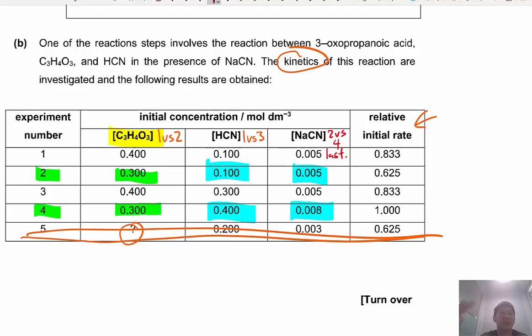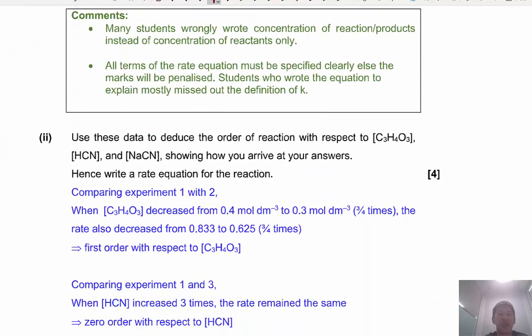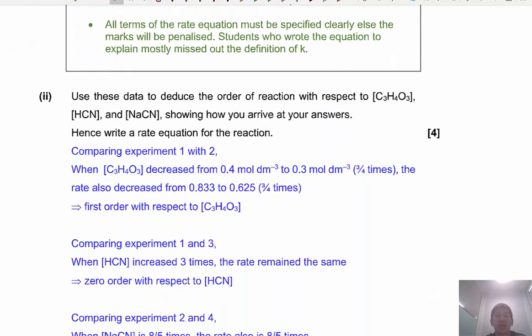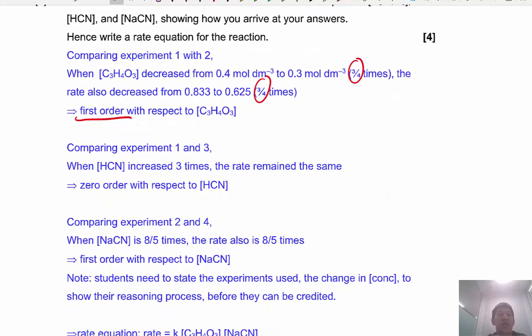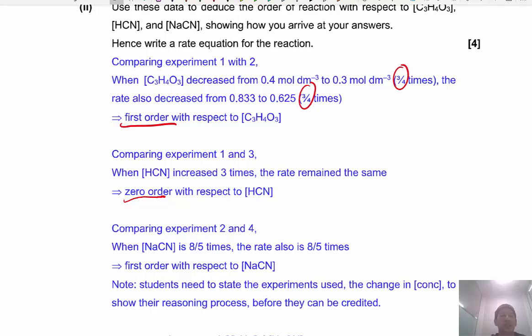Okay, so let's do it. C3H4O3, 1 versus 2. Then realize 3 over 4 times, 3 over 4 times. That's it, first order. Ta-da, finish. Second one, HCN, compare 1 and 3, increase 3 times, rate remains the same, 0 order, easy. Ta-da.